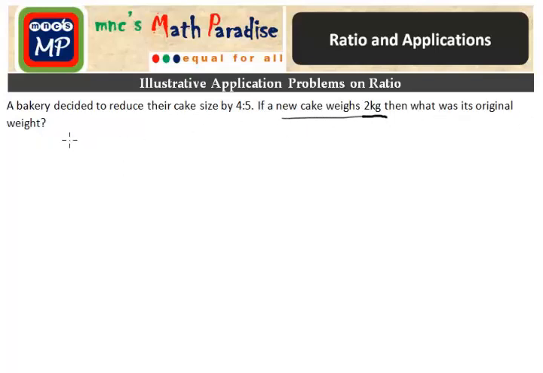We know that if the initial amount is A, and it is increased or decreased by a ratio A divided by B, and its final new amount becomes A prime, then A prime equals A divided by B times the initial amount. So here the ratio given is 4:5 and the new cake weight, that means the final amount, is given. What was the initial weight?